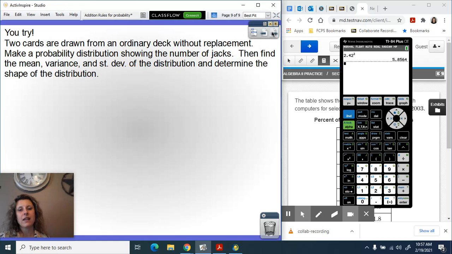Okay, this last slide is a you try. I'm asking you to take a look at that example, pause the video here, and then when you think you have the solution to that, go ahead and unpause the video to get the solution.